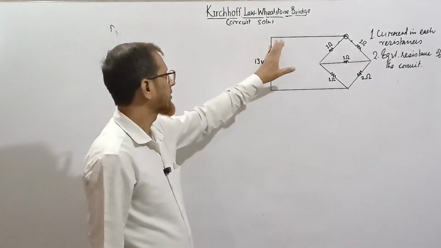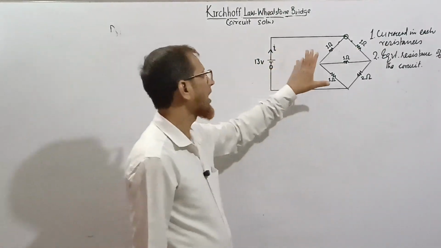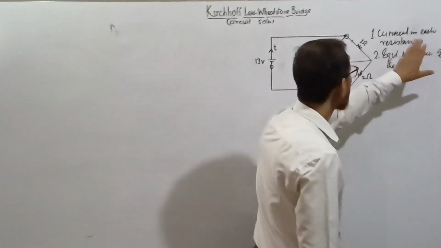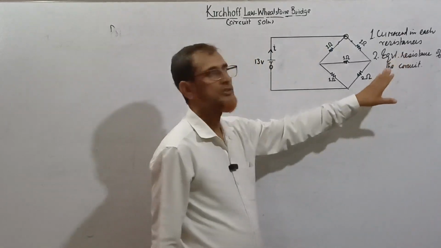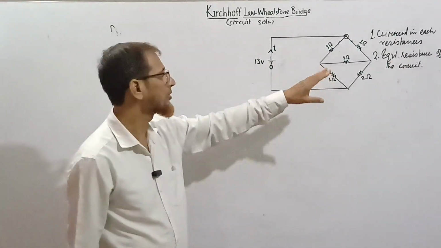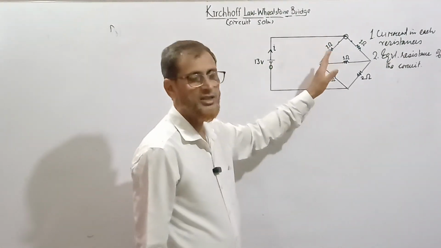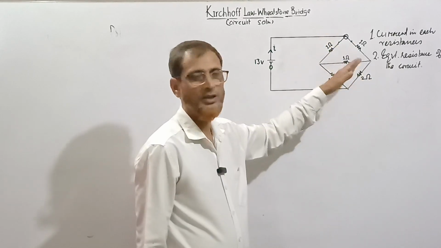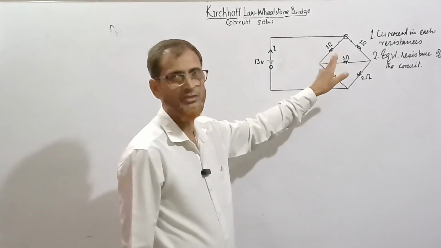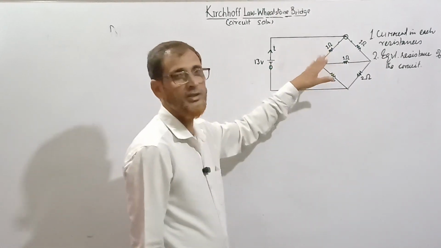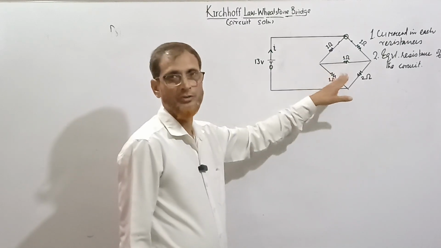And here is the diagram where you are asked to find the current in each resistance and the equivalent resistance of the circuit. This is very tough because in any other combination of series or parallel you can't arrange this one, because it is very difficult. So in this way you can solve this one.